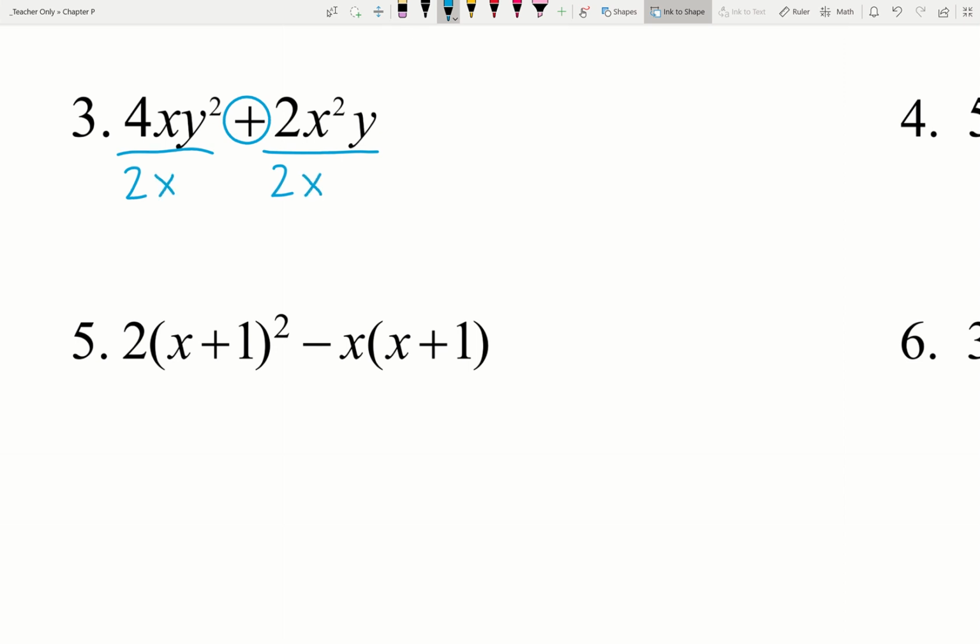And then it's the same thing with those y's. The first term has 2 copies of y, but the second term only has 1 copy. So I'm going to factor out only a single copy of that y. So my greatest common factor here is the monomial 2xy, and we'll write that as times the leftovers here.